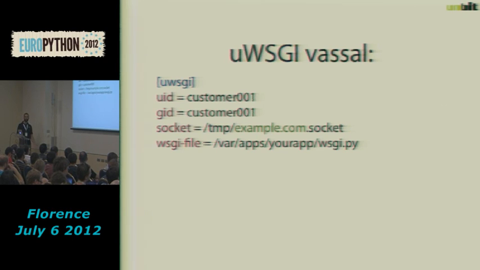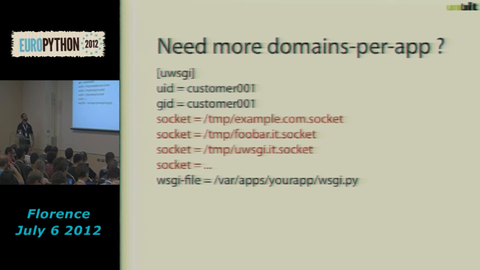uWSGI apps managed by an Emperor are called Vassals. The Emperor normally runs as root, so you have to set the user and group ID of your customer. As you see, we set UID, GID, and the socket to the domain in the case of your app. What if we need our app to answer to multiple domains?